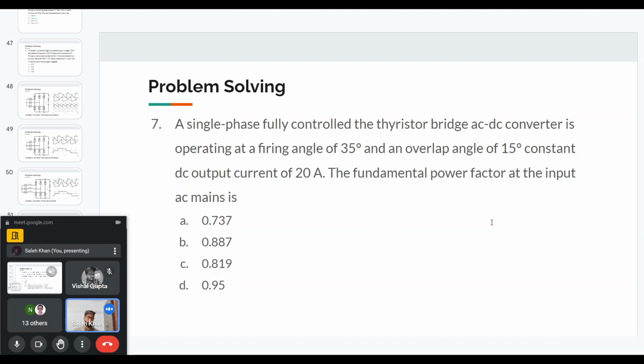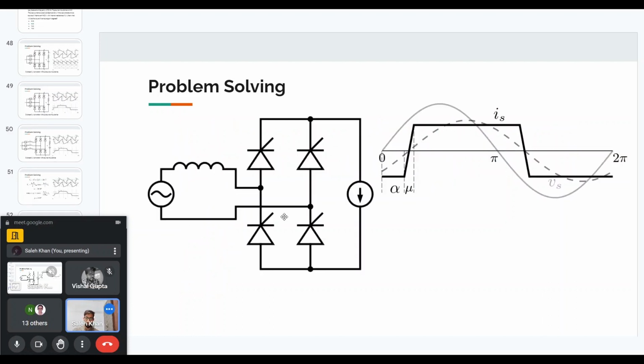supply current. So you know that the supply current here will be some kind of a square wave or a quasi square wave, but it will have a fundamental of that current. The angle between the fundamental current and the fundamental voltage, the cosine of that angle is the fundamental power factor. So this is the circuit.